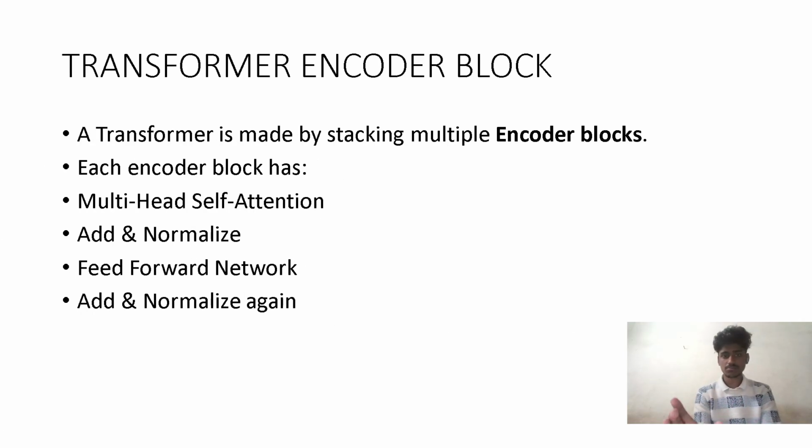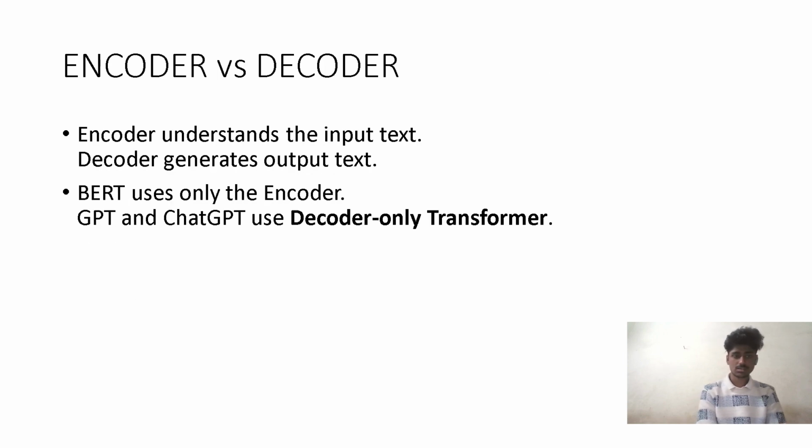A transformer is made by taking multiple encoder blocks. Each encoder block has multi-head attention, add and normalize, then a feed forward network, and then add and normalize again. What is the difference between encoder and decoder? The encoder understands input text, the decoder generates output text. BERT uses only the encoder, while GPT and ChatGPT use the decoder only.